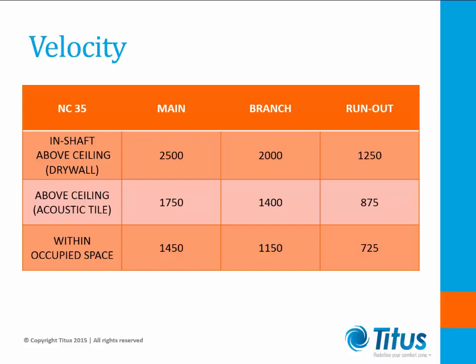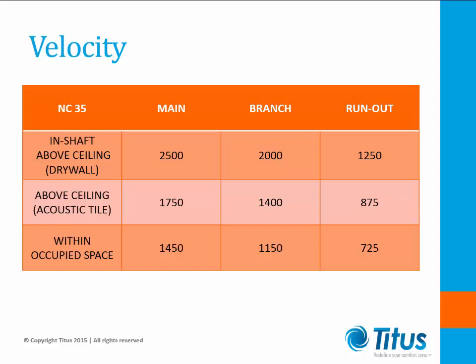Velocities should also be decreased the closer they get to supply outlets. You can see the changes from the suggestions for main ductwork down to runouts. These suggested velocities are for straight runs of ducts. Elbows, fittings, and takeoffs will increase duct noise and should be considered separately.